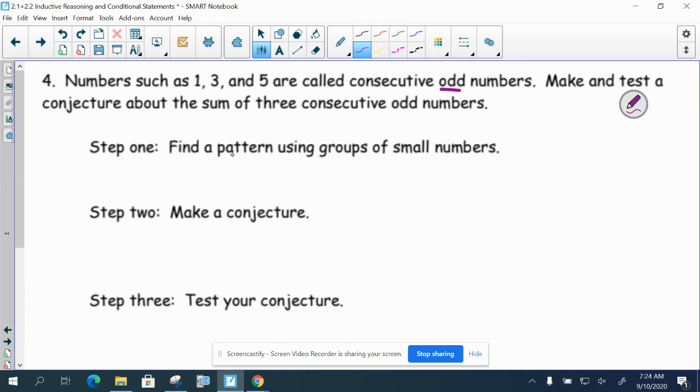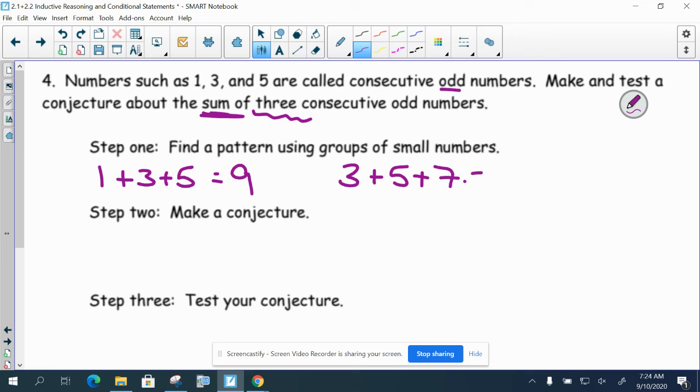So step 1 is to find a pattern using groups of small numbers. Let's try the first 3 numbers. So it says about the sum. So 1 plus 3 plus 5 is 9. Let's maybe start with 3. It says we're doing 3 consecutive odd numbers, so just 3 numbers. We'll start with 3, so we'll do 3 plus 5 plus 7, which would give us 15.